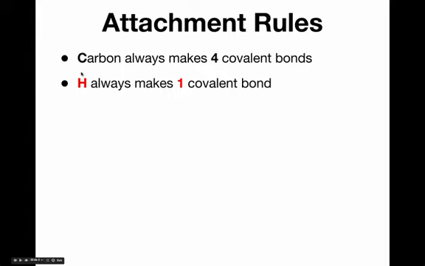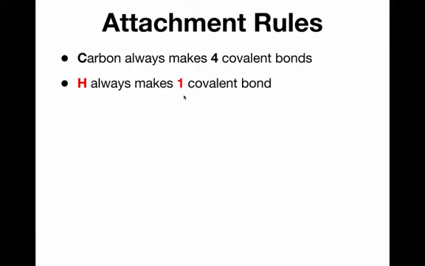The next rule, and this is the only other rule that we're going to talk about that deals with the numbers of attachments that atoms make. The second rule is this: hydrogen atoms always make 1 covalent bond. They don't make 0, they don't make 2, they only make 1. So here are 2 rules: carbon 4 covalent bonds, hydrogen 1 covalent bond.